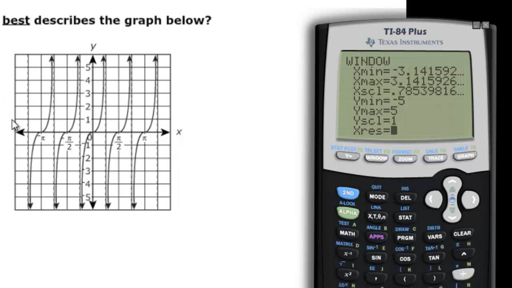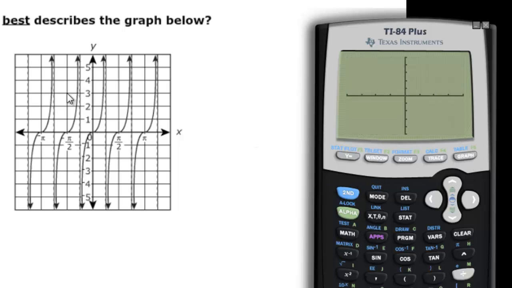All right, so leftmost X, rightmost X, how wide one block is. That's your X numbers. Bottom Y, top Y, how wide one block is on the Y's. Now I can see my graph is going to look like their graph. Negative pi and all that stuff. So we get the same picture.